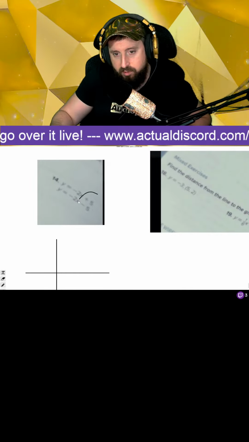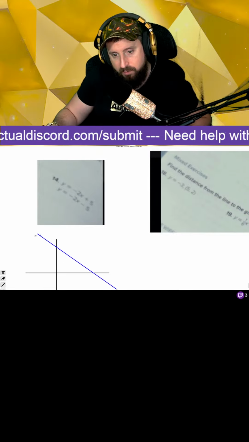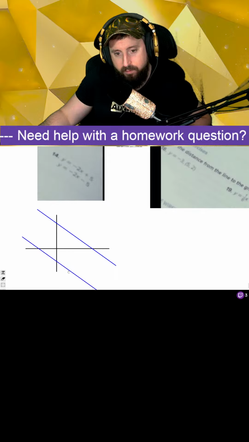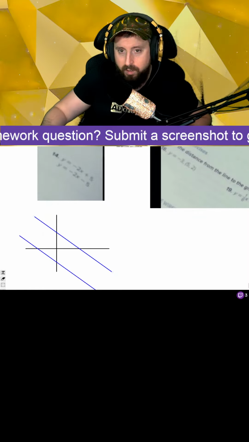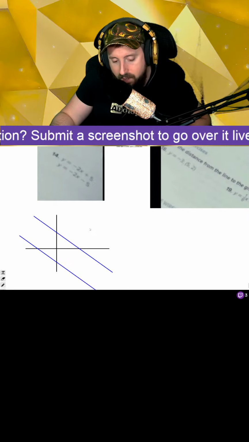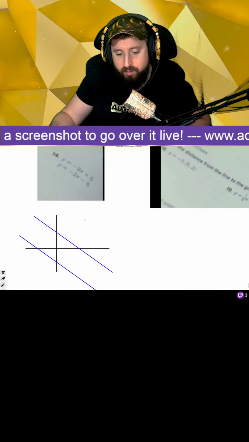So this is a down slope, and one's all the way up at +5. So that means it's doing this. And then the other one's all the way down at like -5. So whatever, we could do something like this. All right, cool. And I want to figure out the distance between these two lines, right?